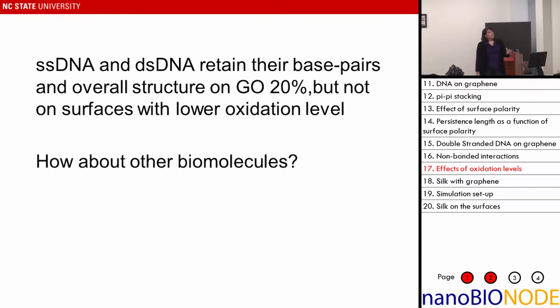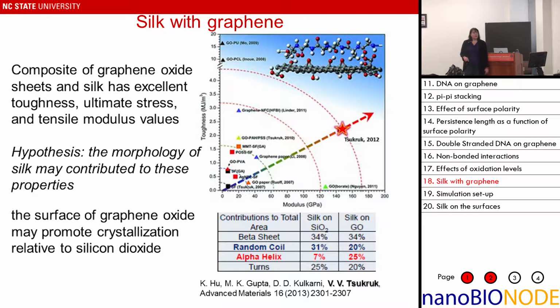All right, so overall, we see that, again, the nucleic acids, both single-stranded and double-stranded DNA, tend to retain some structure at a high level of oxidation, specifically 20%. And we started to wonder whether this 20% is of interest. Is there a specific magic number for the biomolecules?